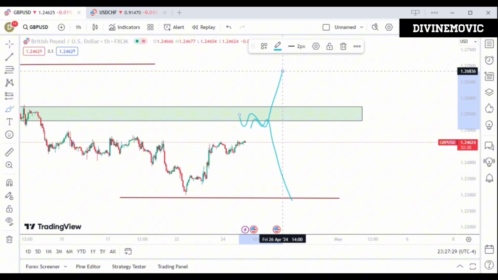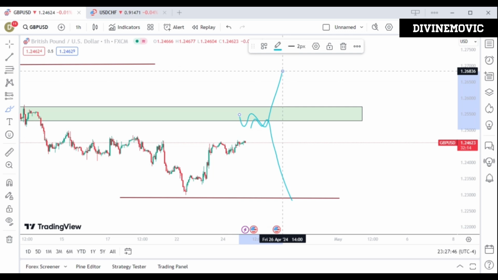But because price is in a downtrend and we don't want to go against the trend, we simply want to stick to what the trend is saying, or what market structure is saying, which is showing us that price is creating lower lows and lower highs. So to be on the safer side, we want to look for a sell opportunity at this zone.